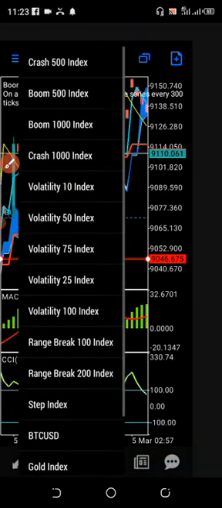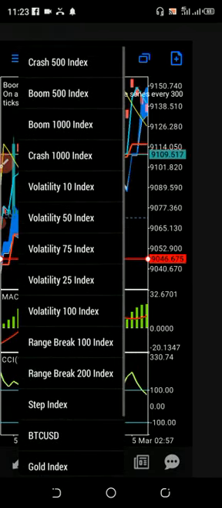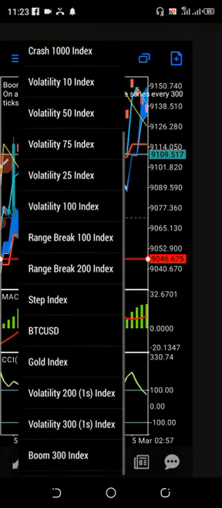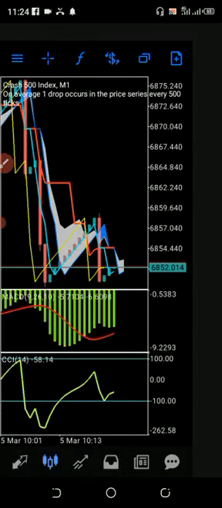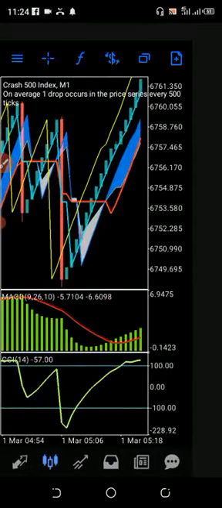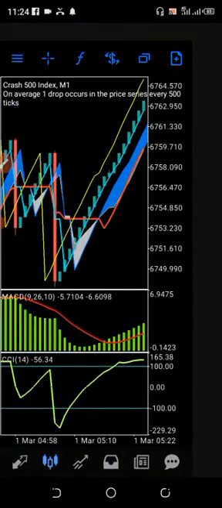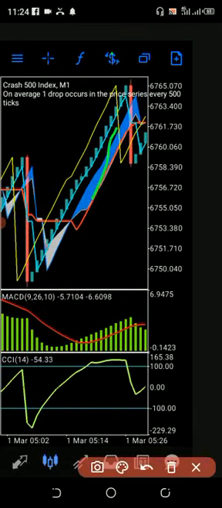Let's check on Crash. I think it can be clearer and easier. Okay, let's check on Crash. Let me take Crash 500. Now, look at this thing. Have you seen it? On Crash 500, each blue like this represents bullish.